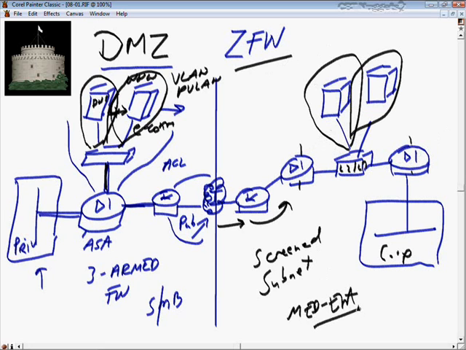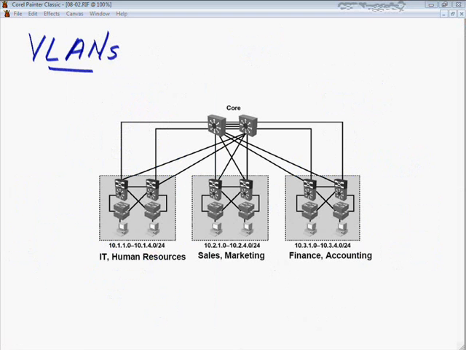So hopefully this little chicken scratch here gives you a really good idea of what we're talking about. Especially from the Security Plus exam, you have more information than you possibly would need to tackle the DMZ concept on that exam. All right, right on.